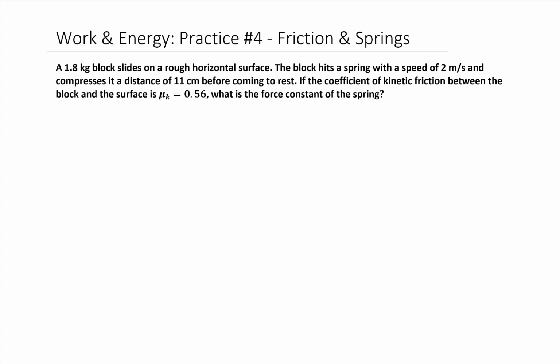So the keywords here, we have it comes to rest, which means the final speed should be 0. There's a rough horizontal surface, which means there is friction involved, which means we are going to have some sort of work done by kinetic friction. It says that the coefficient of kinetic friction between the block and the surface is 0.56, and we're trying to find the force constant of the spring, which is K. So, the first thing we should do is draw a diagram because it's not provided to us.